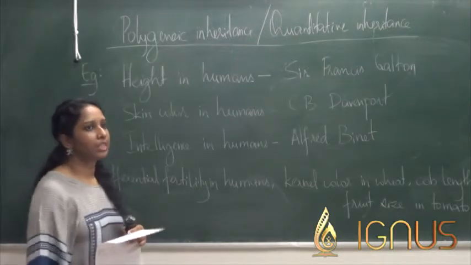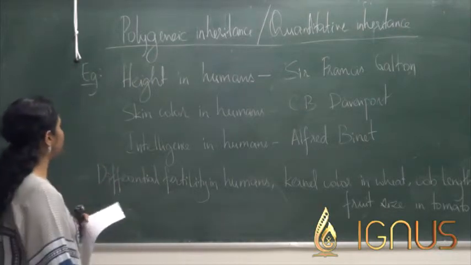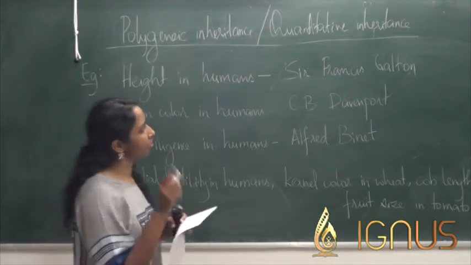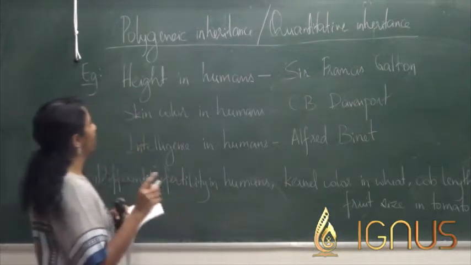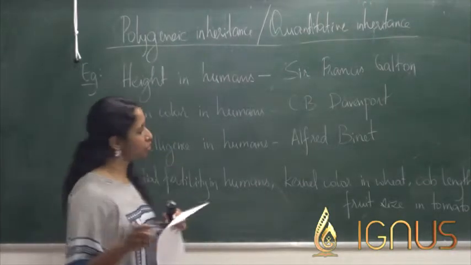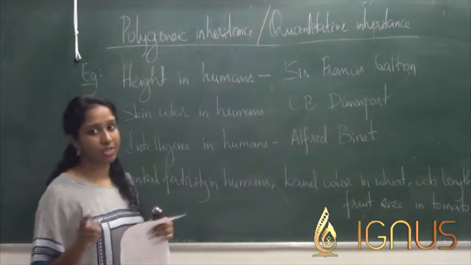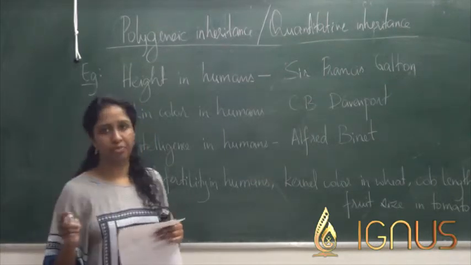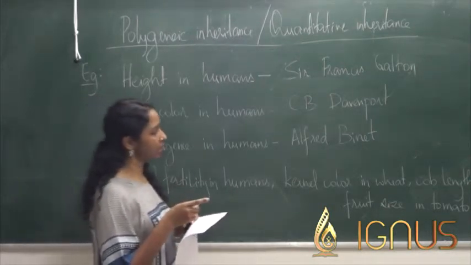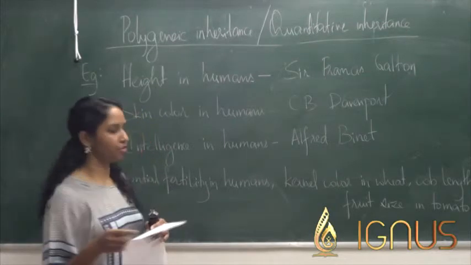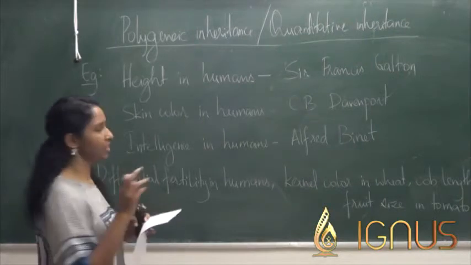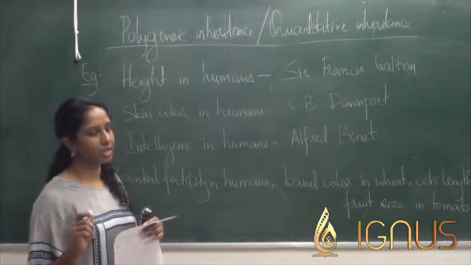The examples of polygenic inheritance are quite a lot. One of the examples is height in humans, and this was studied by Sir Francis Galton. Skin color in humans is another example, and this was studied by C.B. Davenport. Intelligence in humans is also another example which was studied by Alfred Binet. Differential fertility in humans, kernel color in wheat, cob length in maize, fruit size in tomato, all of these are different examples of polygenic inheritance or quantitative inheritance.